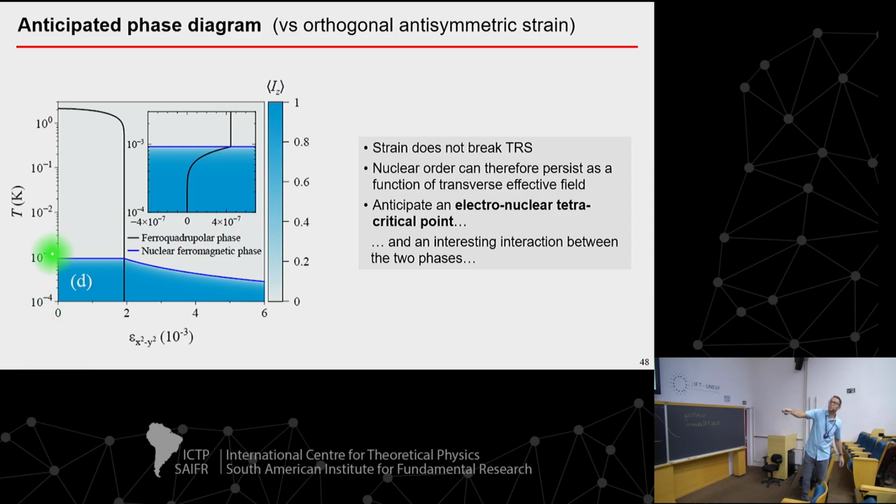This is the critical temperature for this electronuclear order. But that persists as a function of field. And at a mean field level, you would have a tetracritical point involving these two entangled states. And if you were to ask what happens here, again at a mean field level, there's a rather interesting backbending of the ferroquadrupole order.